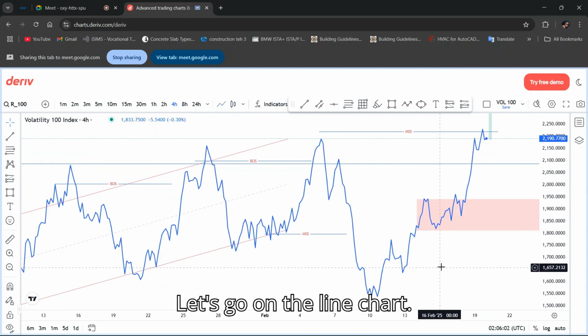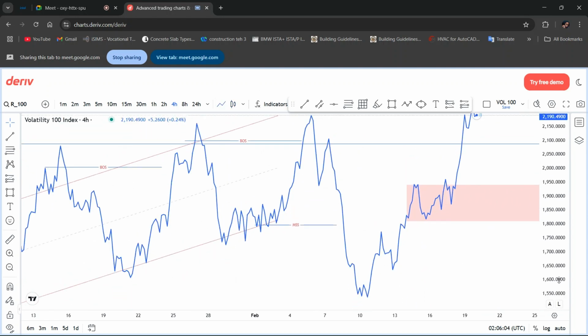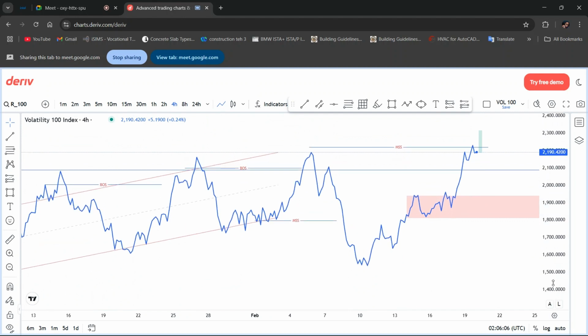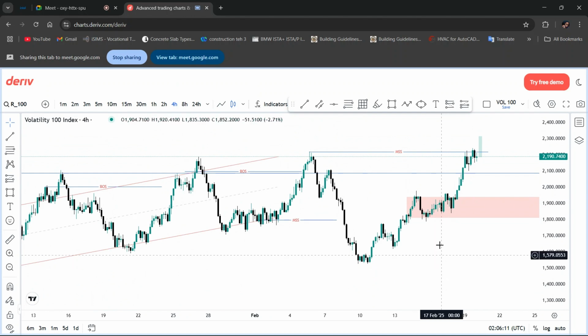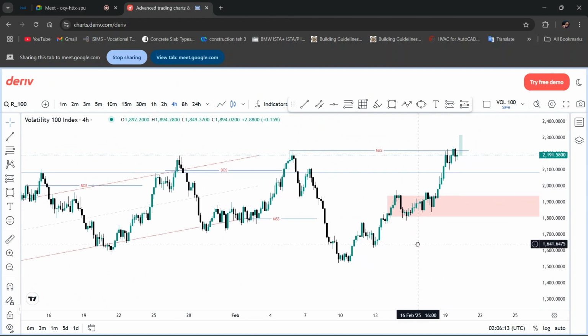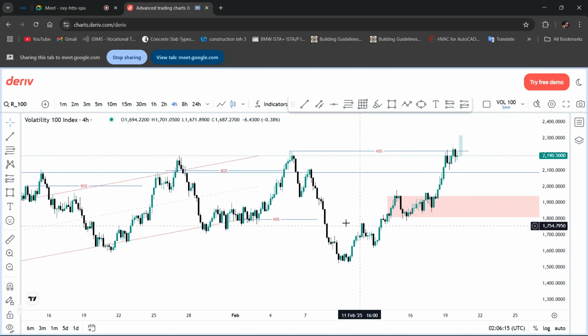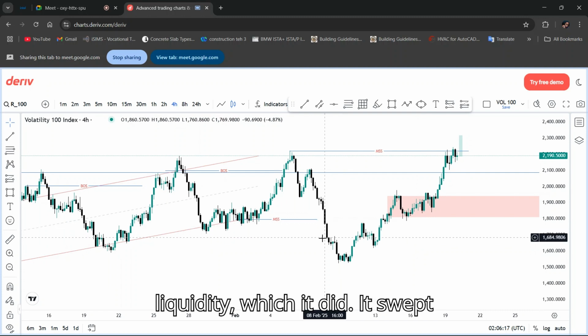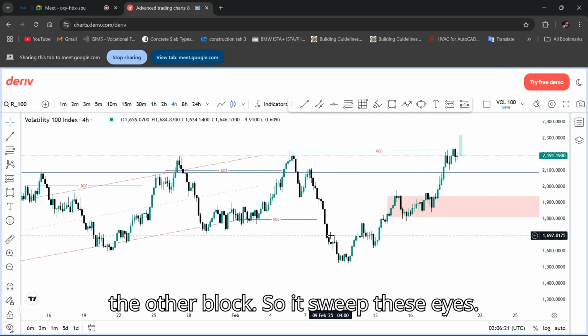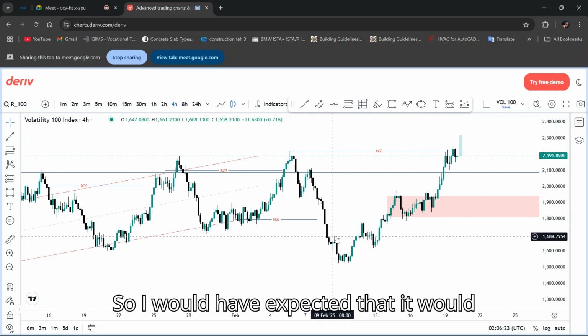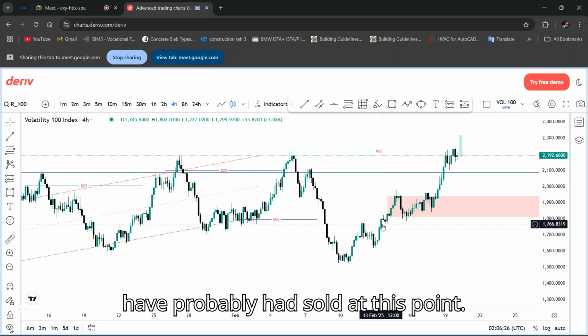Let's go on the line chart. Market always sells after it sweeps liquidity, which it did. It swept liquidity here and it filled a part of the order block. So it swept these highs. So I would have expected that it would have probably sold at this point.